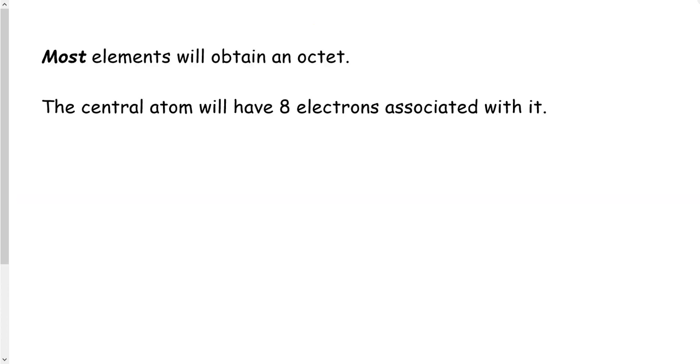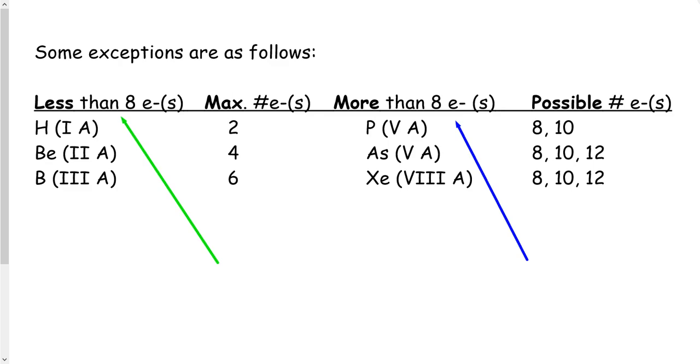Another thing that we want to keep in mind is that most elements will obtain an octet. The word octet refers to the number 8, meaning that the central atom that we are looking at will have 8 electrons associated with it. Now, as we look at that, there will be some exceptions to this. There will be some elements that will always have less than 8 electrons.